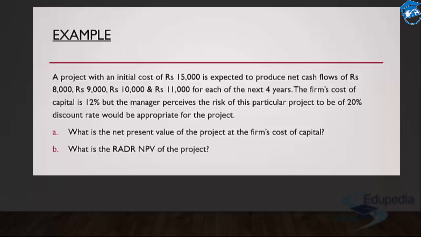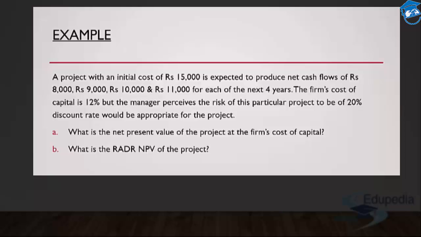Number one would be simply the net present value that you'll obtain if you have the firm's cost of capital as 12%. We'll have the cash flow expectations, and the net present value will be computed with this 12%, and in the next one we'll be computing the same with 20%. Why? Because the risk adjusted discount rate for this particular project will be 20%.